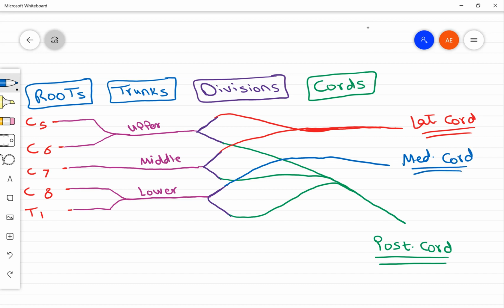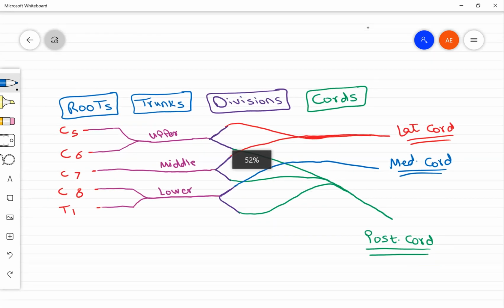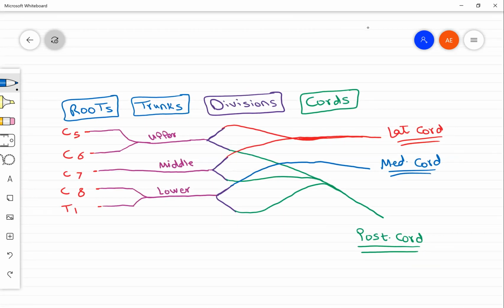So now this is the brachial plexus. So we have roots, trunks, divisions, and chords. The roots are from C5 to T1, ventral rami of C5 to T1. C5, 6 unite together to form the second part, which is the upper trunk. C8 and T1, lower trunk. C7 alone, the middle trunk.